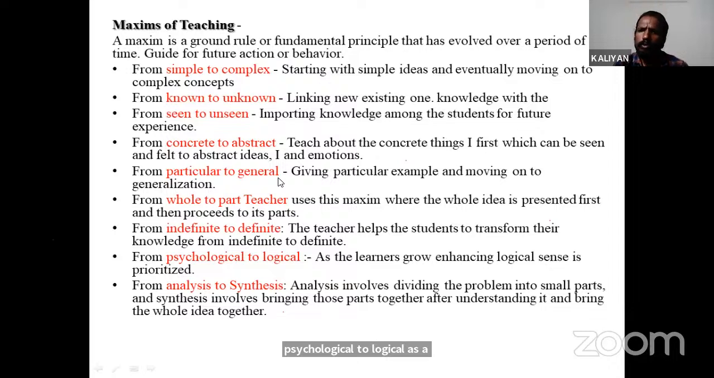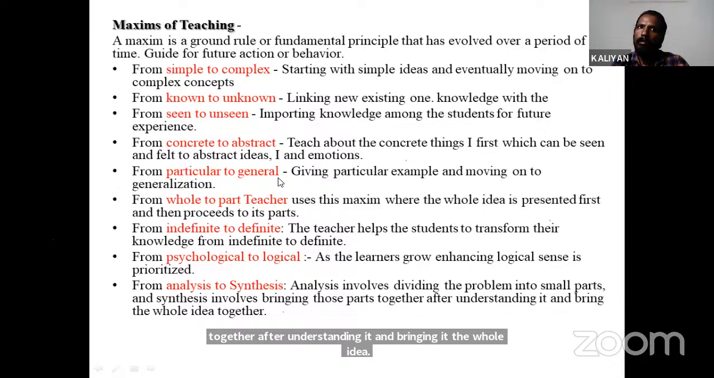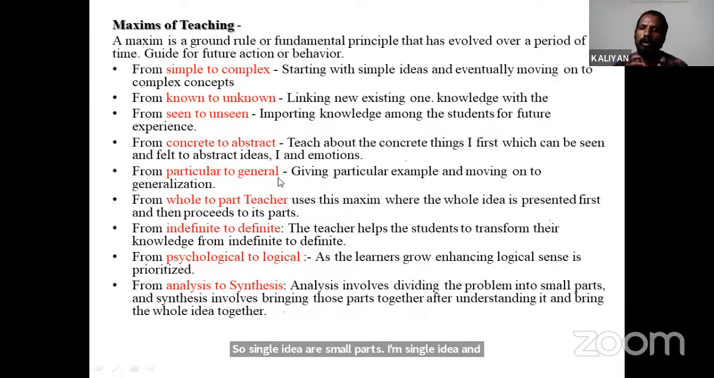From analysis to synthesis, analysis involves dividing the problem into small parts, and synthesis involves bringing those parts together after understanding them and bringing it to the whole idea. So a single idea or small parts of an idea converted into the whole idea, that is what analysis and synthesis mean. These are the maxims of teaching.